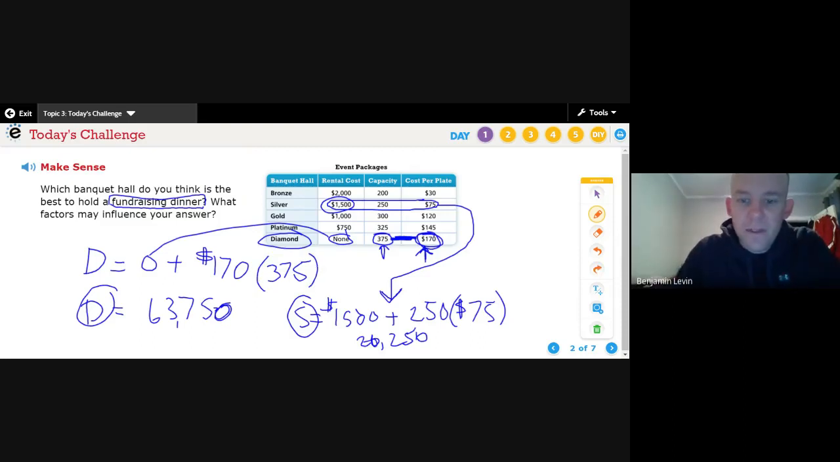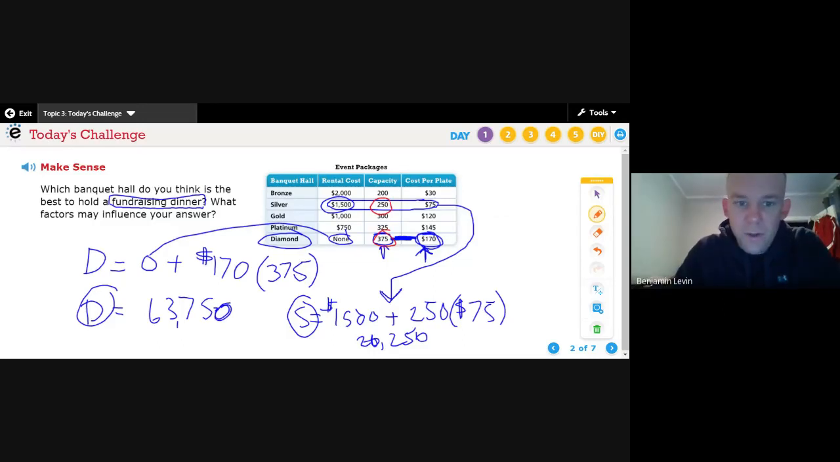If you think maybe these people might only donate a few $100s a person, then you'd obviously want to go with the one with the less cost, with the least amount of cost, right? But it all depends on how many people you think are going to come and how much money you think they're going to donate.